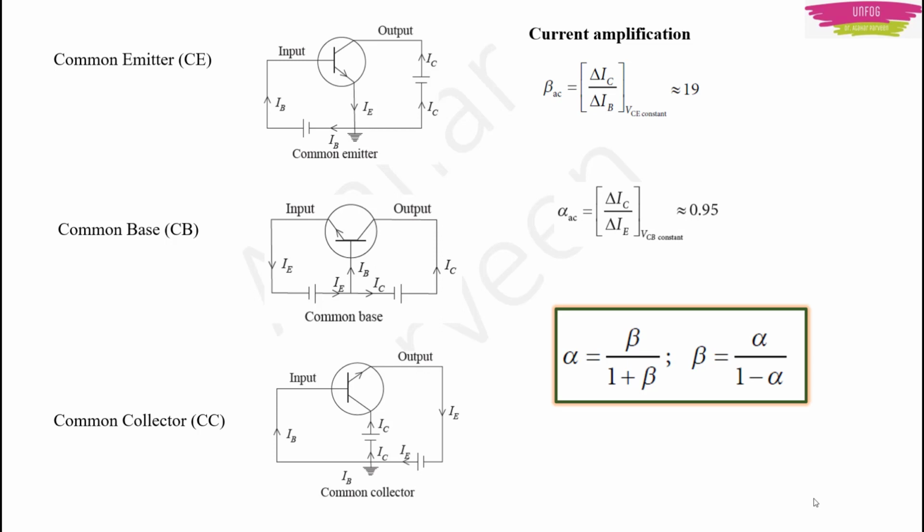Sometimes they also give you current across collector and base, or current across collector and emitter. Using those values also you can find it out. Whatever parameter they are asking you, you can find out, either it is alpha or beta.